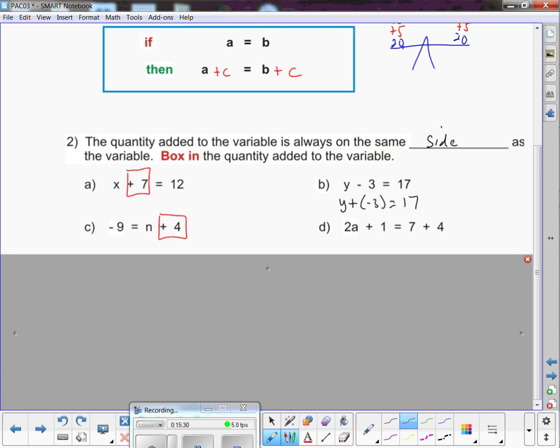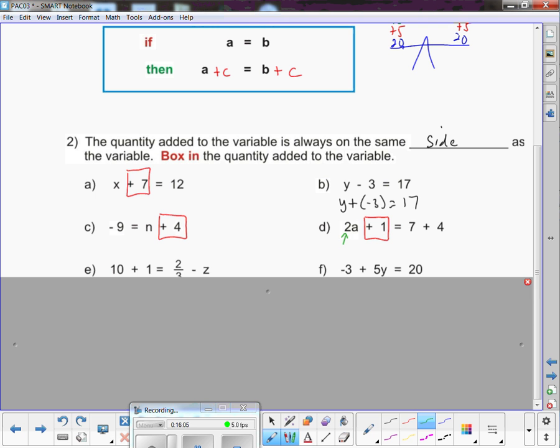All right, take a look at D. What do you have to move on D to isolate the variable? Well, D is a little bit more complex problem. It is the 1 that is added to the variable. What is it when a number is written next to a variable with nothing in between? That operation is multiplication. Do you see how the 2 is multiplied times the variable, but the 1 is added to the variable? And we would move the 1 by adding its opposite to both sides.